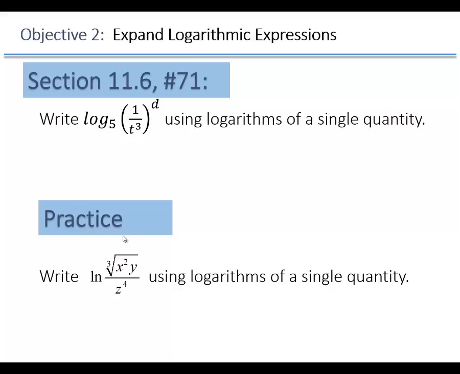The first one that I wanted to work through, one that we skipped on Thursday, was this practice problem where we want to write the natural log of the cube root of x squared y over z to the fourth using logarithms of a single quantity. We want to break that down using the properties of logarithms, so let's do that.